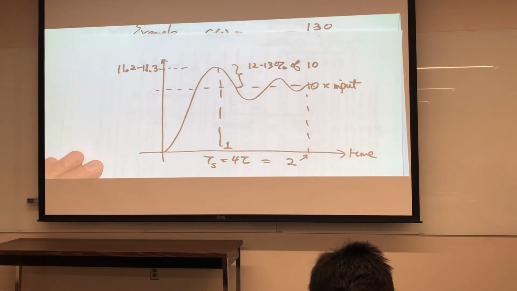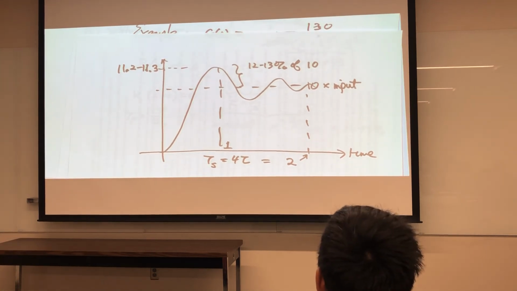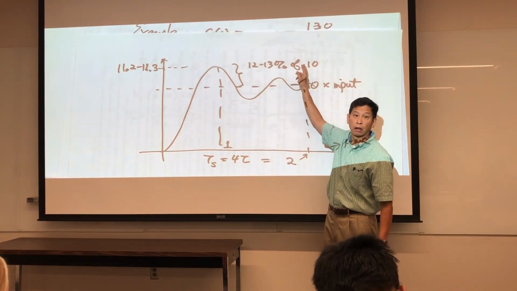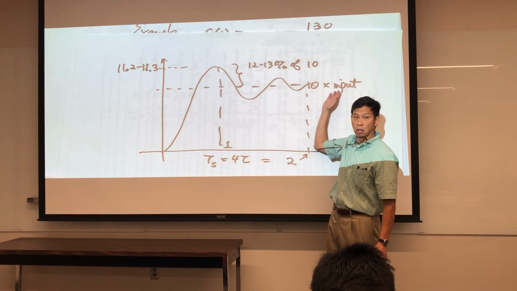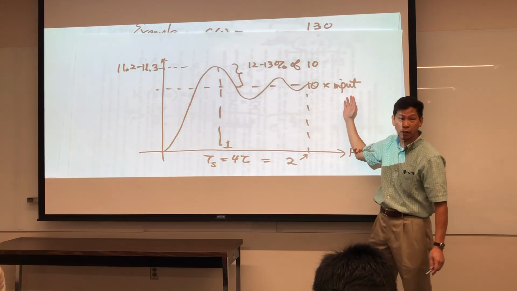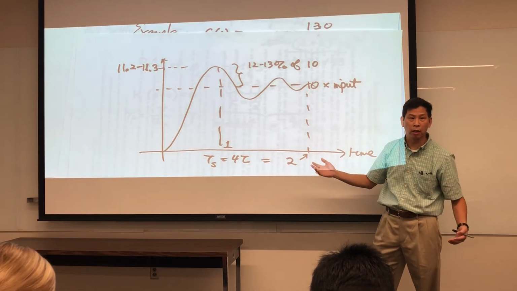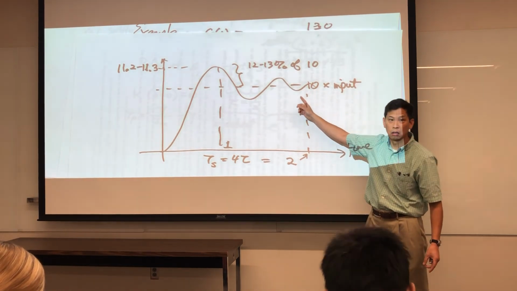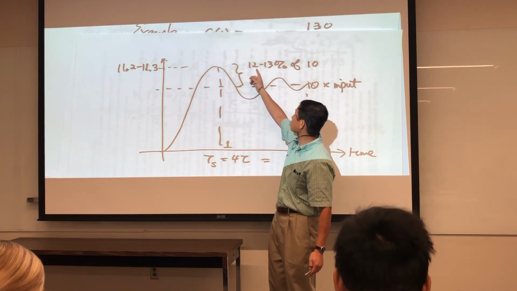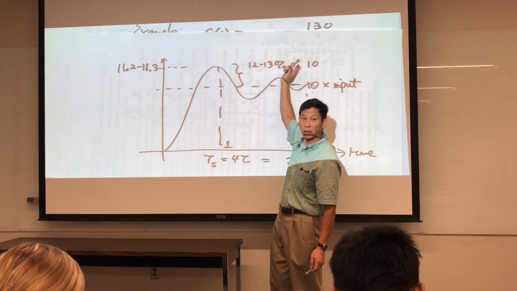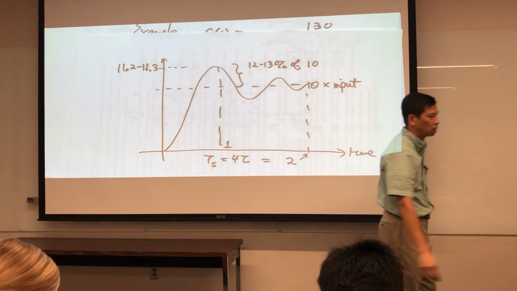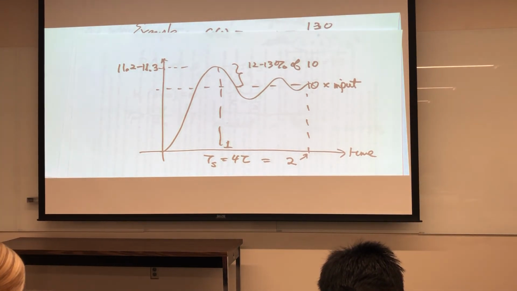Okay? Would that be times the input? Whatever the input is? The question is, does that have to be times the input? It's 12 to 13% of the final value. The final value is a function of the input. So if I double the input and get 2, then this becomes 20. And then it becomes 12 to 13% of 20. So yes, the input does have to be factored in.